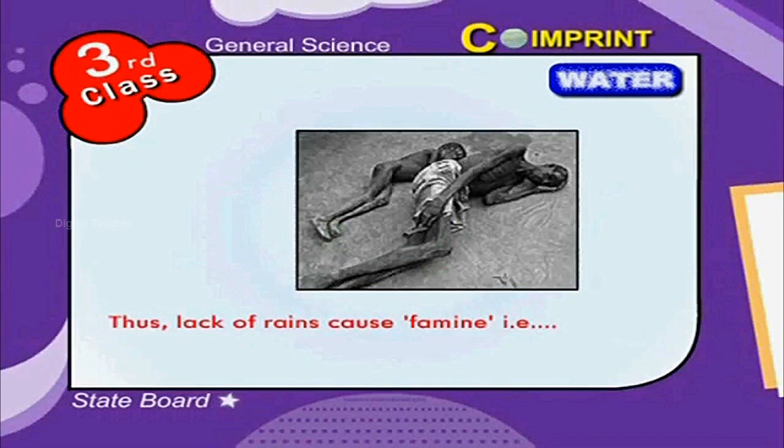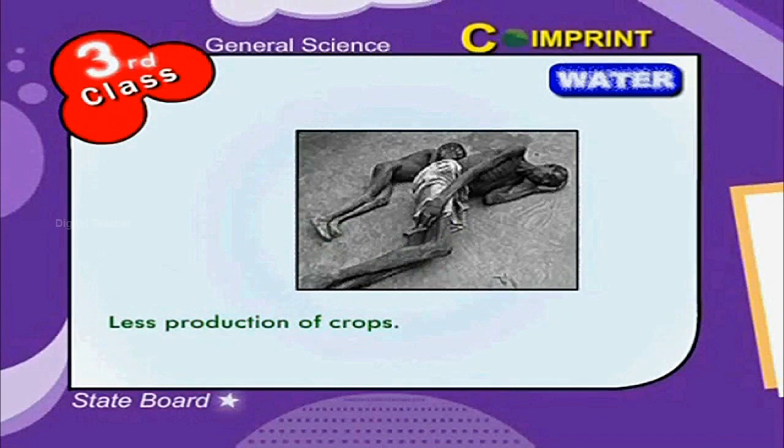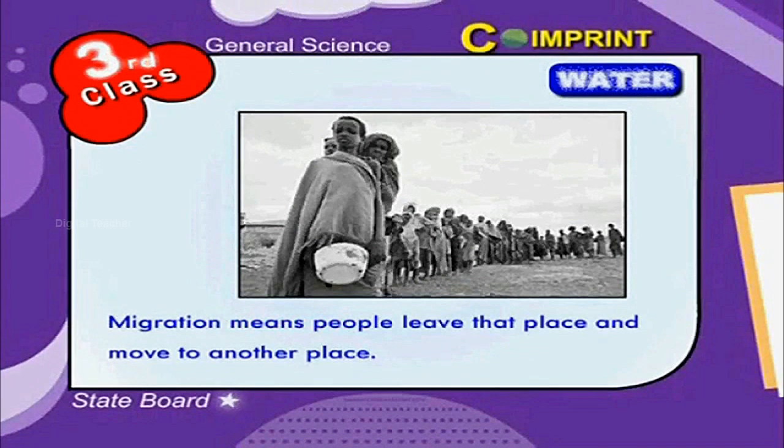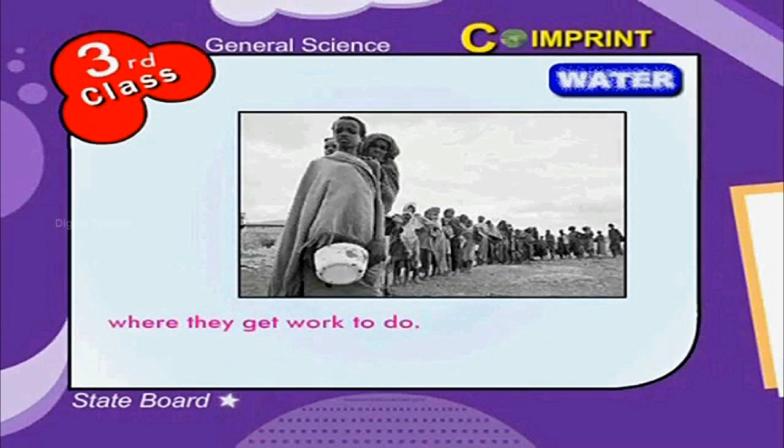Thus, lack of rains causes famine, that is, less production of crops. It results in migration. Migration means people leave that place and move to another place where they get work to do.